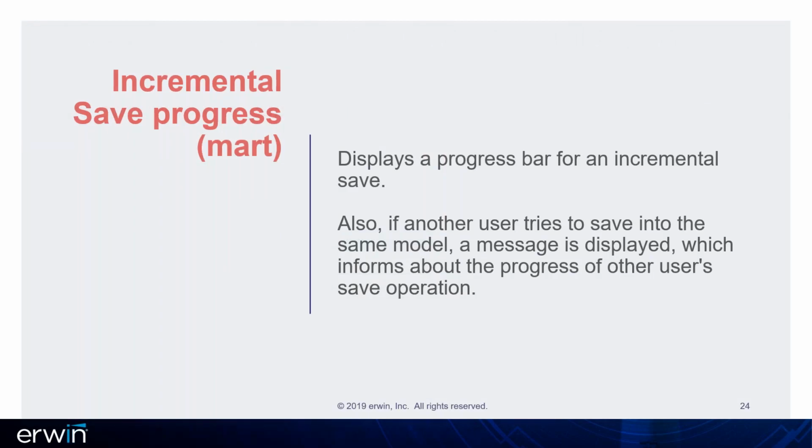For the MART, we have an incremental save progress bar, and you get a thermometer going across your screen of the percentage of the save that's completed. And also, if another user tries to save into the same model while someone else is simultaneously saving to the same model, a message will display which will warn that user to save at a later time. In the past, the first user would be saving their changes, the second user would go to save their changes, and the second user would have to wait until the first user's changes were saved before they would even get the three-way merge screen open. We now give a warning message so you can avoid all that wait time and do it at a time when someone else is not saving to the MART.